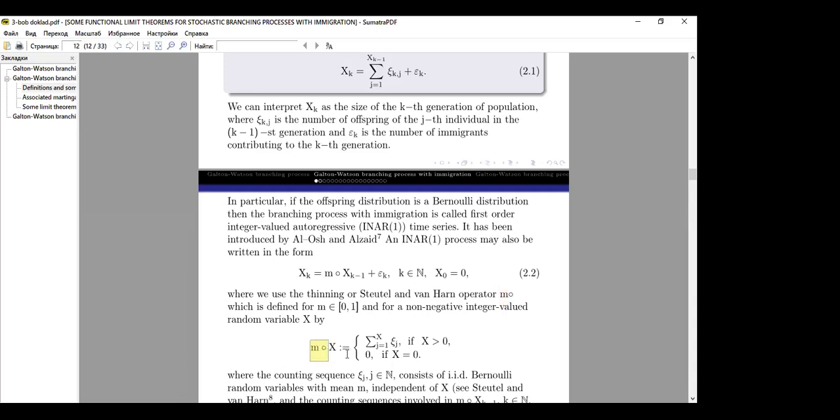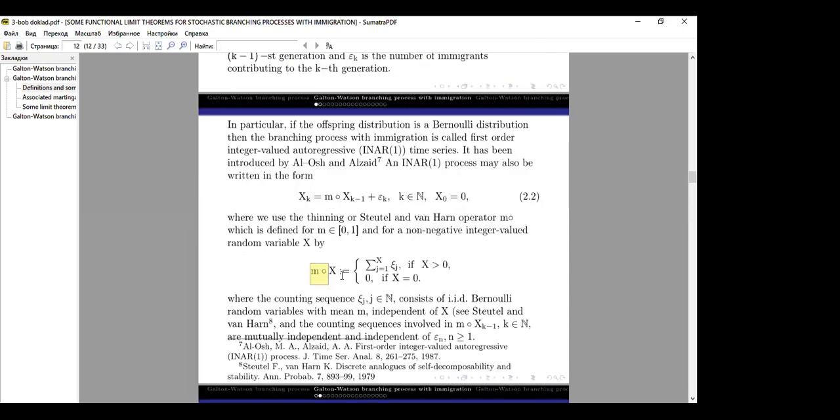where X is a random variable, and M∘X is defined by the following, where the counting sequence ξ_j consists of IID Bernoulli random variables with mean m. These random variables are independent of X.